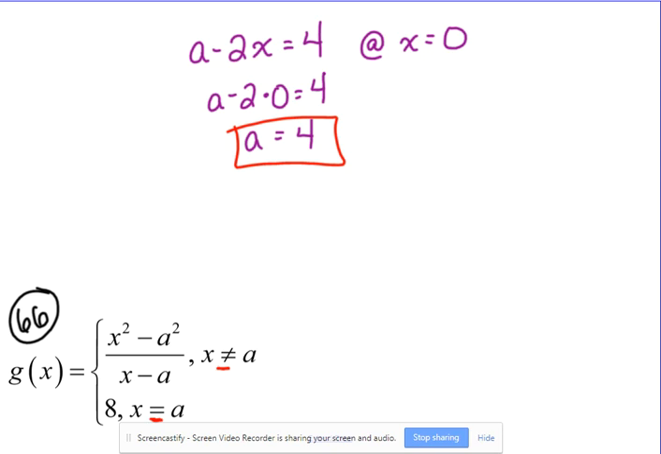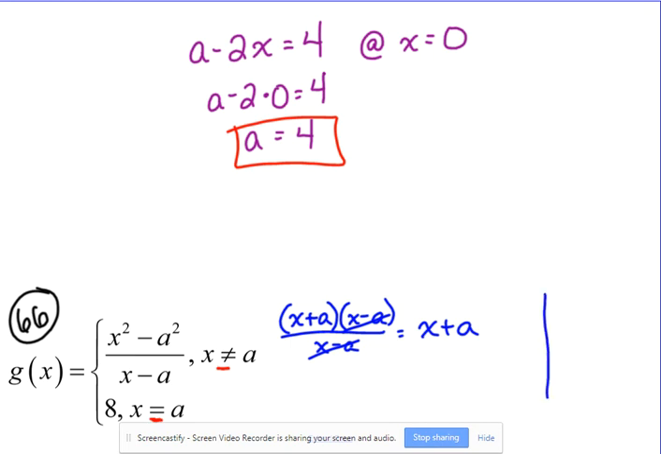Looking at that first piece, I'm thinking that should simplify. So let's factor that: x plus a times x minus a over x minus a. Cancel the x minus a's. So we get x plus a. That's when x is not equal to a.